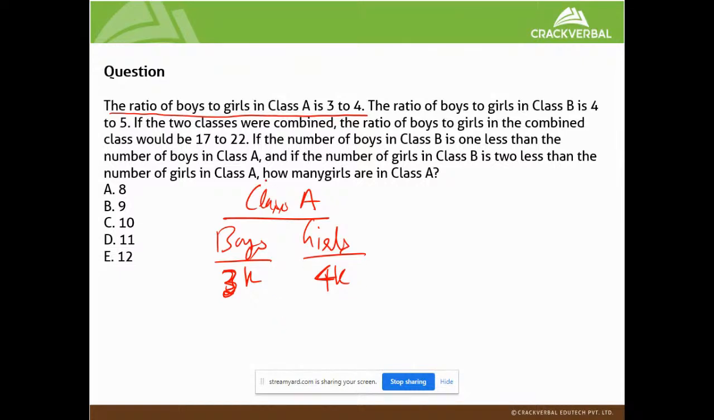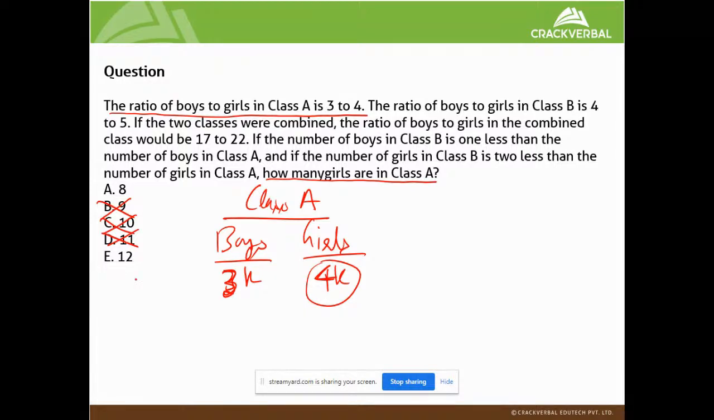Now, what are we trying to find out? We are trying to find out how many girls are there in class A. We know that the number of girls in class A is a multiple of 4. So clearly the answer cannot be B because 9 is not a multiple of 4. 10 is not a multiple of 4. 11 is not a multiple of 4. So just understanding that the number of girls is a multiple of 4 helped you eliminate 3 options. If you did not do this, then you ended up wasting a lot of time.